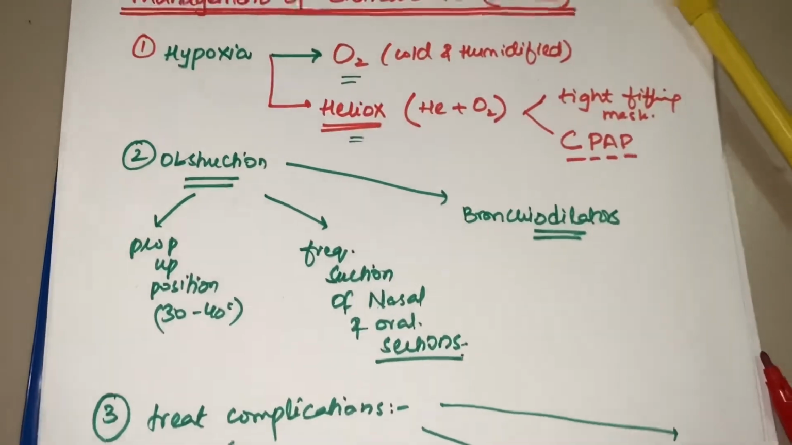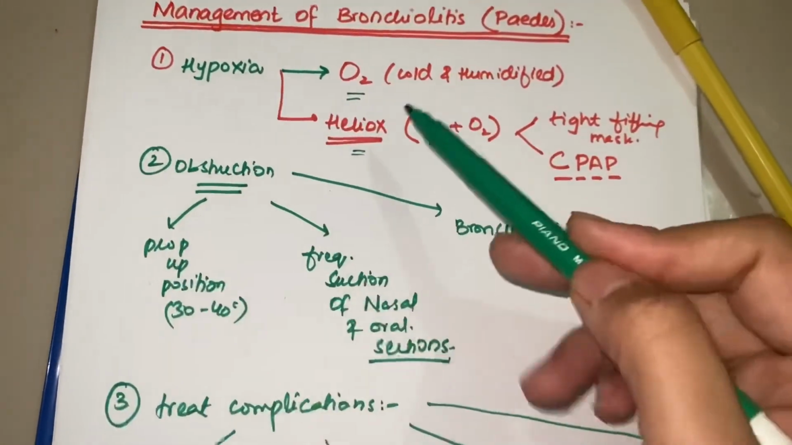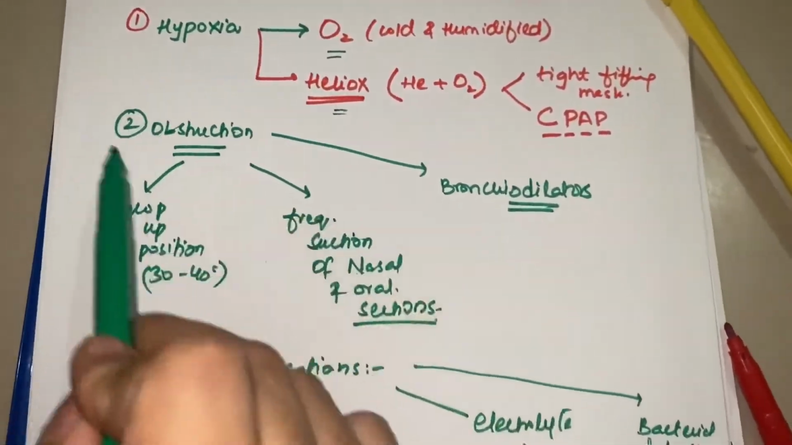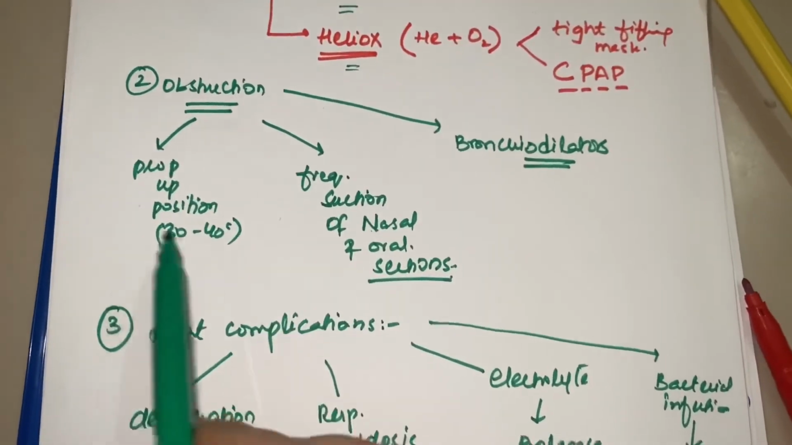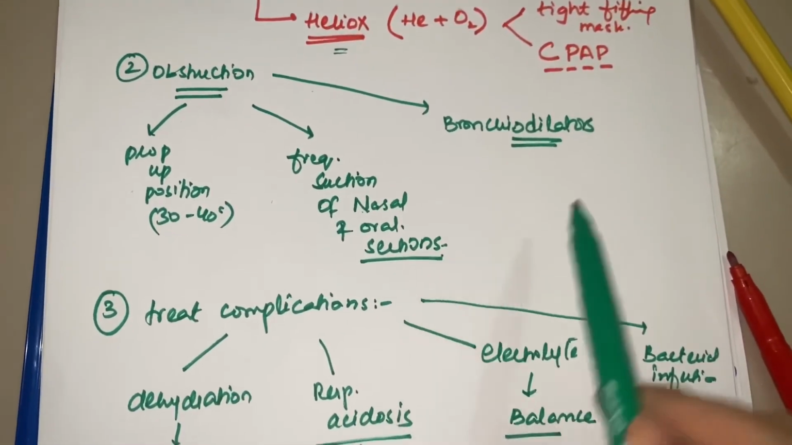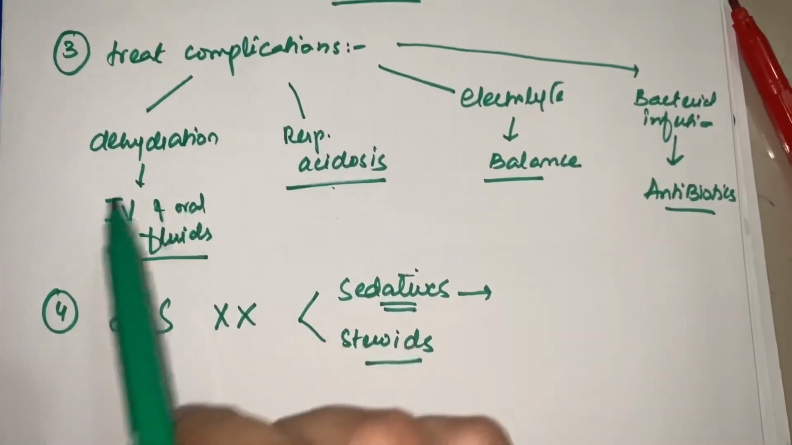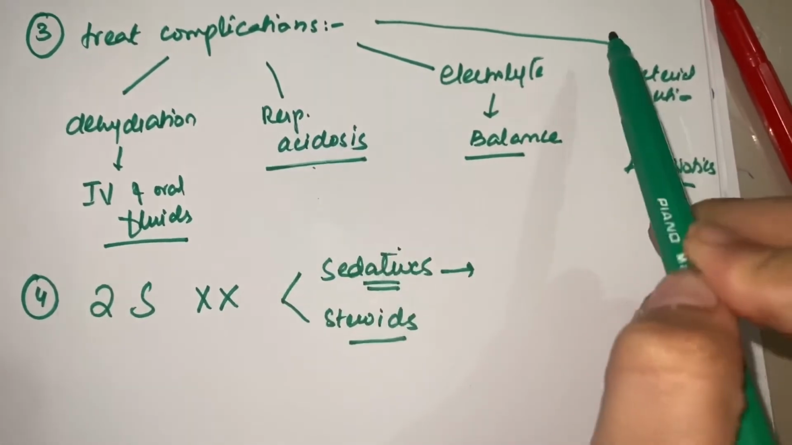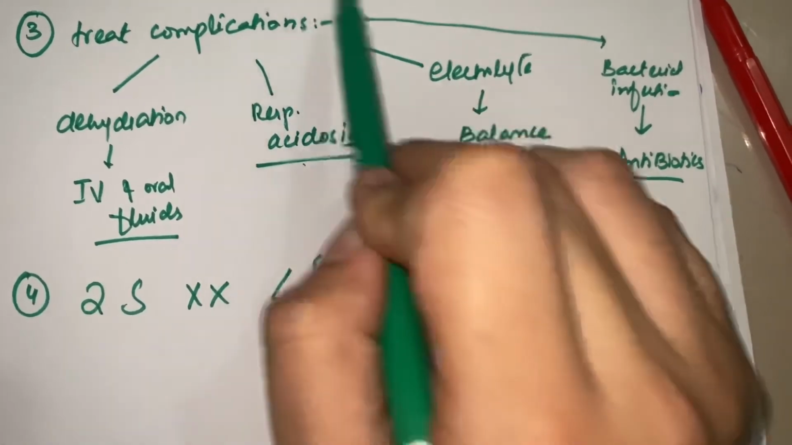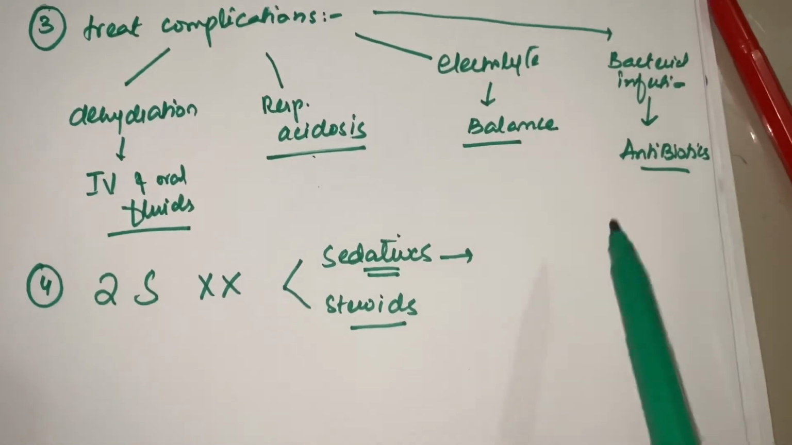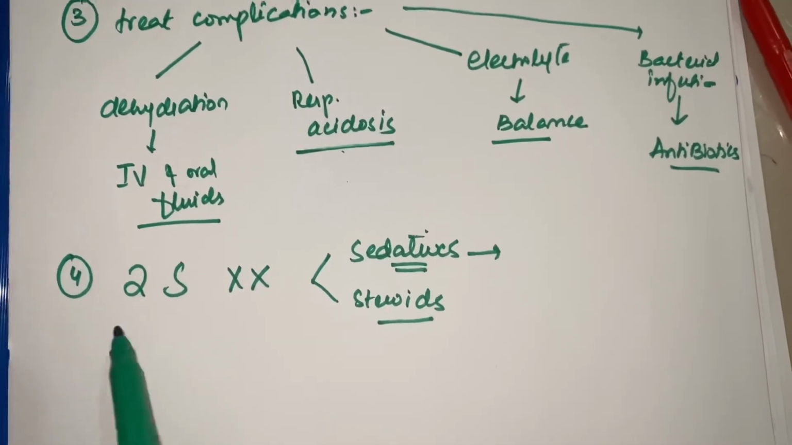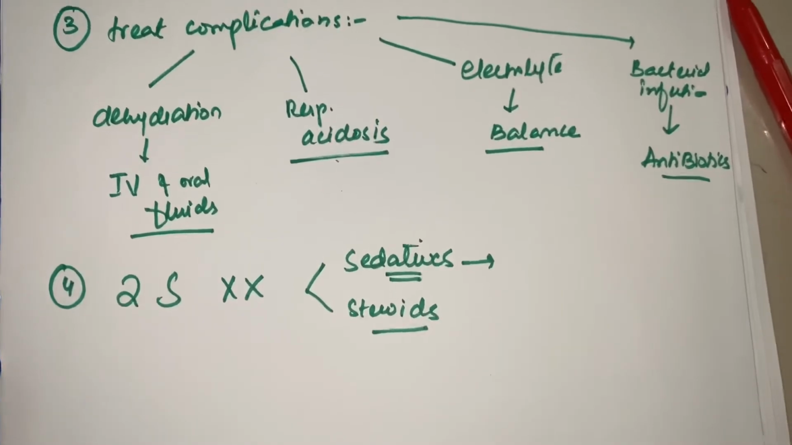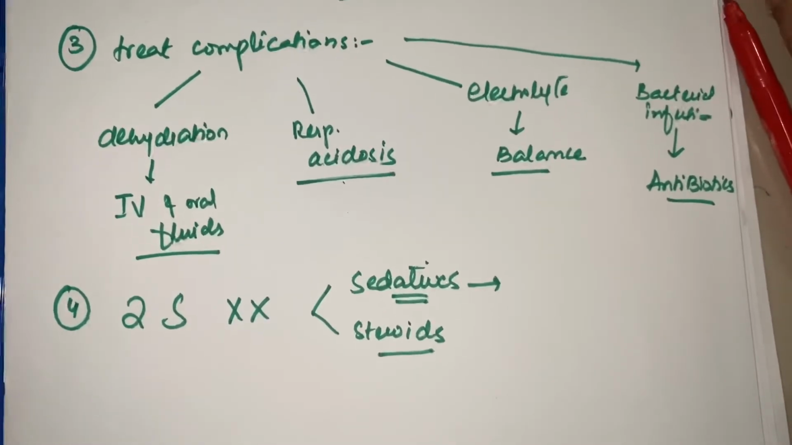A quick overview: the patient is having hypoxia, we will give oxygen and heliox. The patient is having obstruction, we will go for proper position, frequent suctioning of nasal and oral secretions, and bronchodilators. Complications are treated: for dehydration, IV and oral fluids are given. Respiratory acidosis is managed. Electrolyte balance is maintained, and if bacterial infection is present, antibiotics are given. And two S are not given: sedatives and steroids.